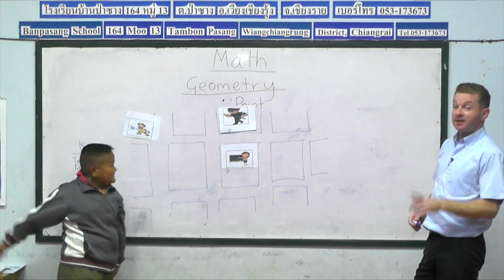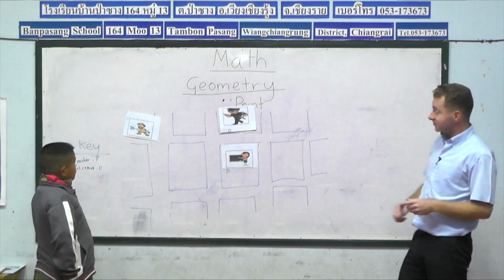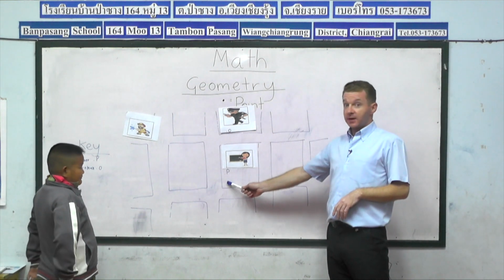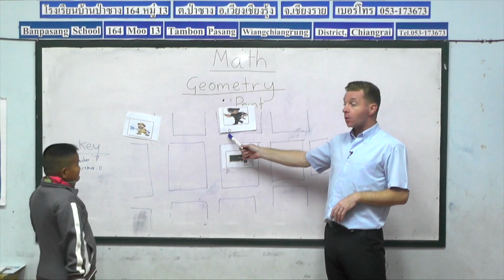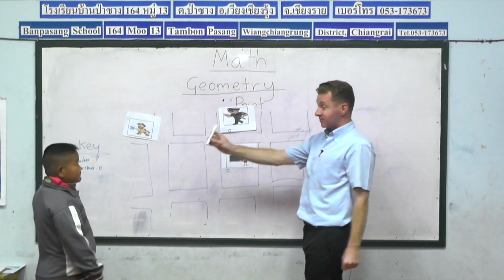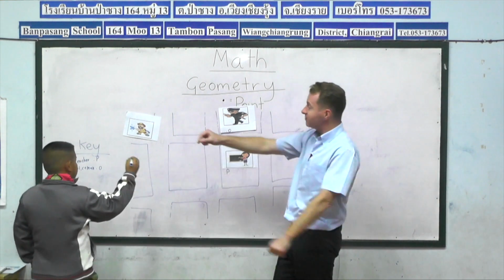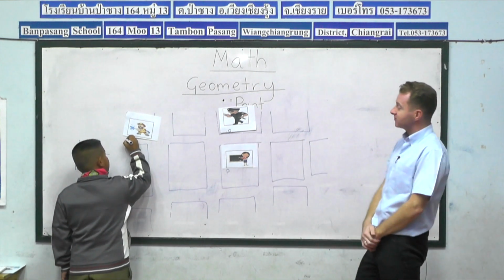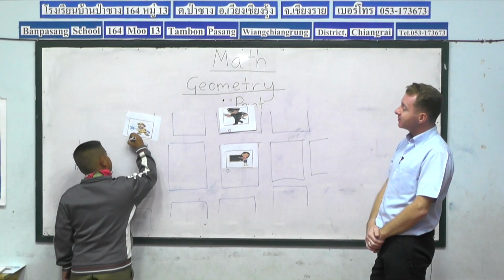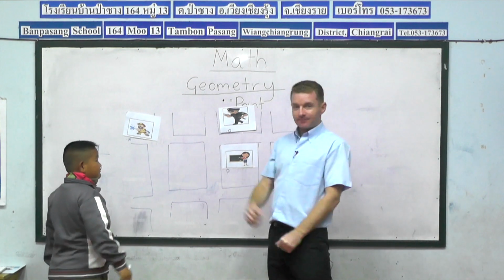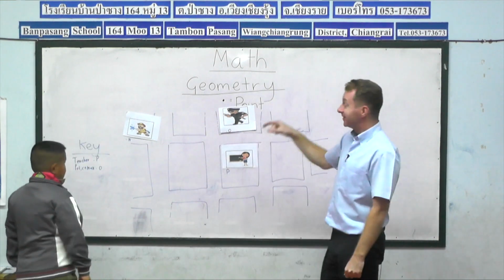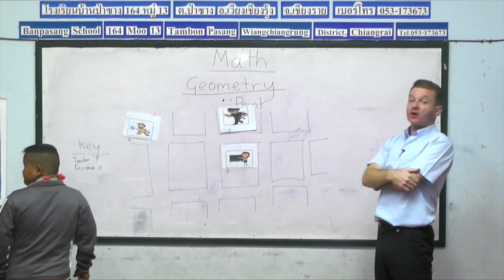Perfect. Okay, now time for our reference. Can't have point P, can't have point O, but we can have any other letter, Net. So can you think of a letter that we can give our fireman as the point reference? Point N for Net. Excellent. So now it's time to mark our key.